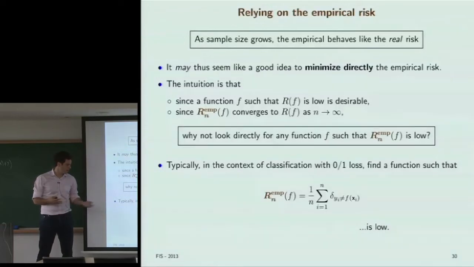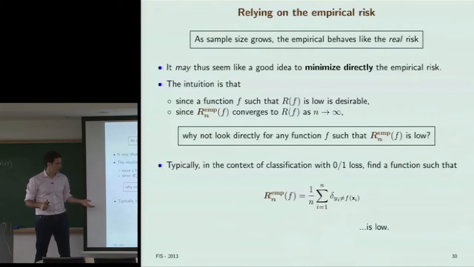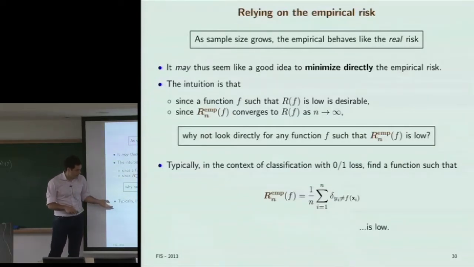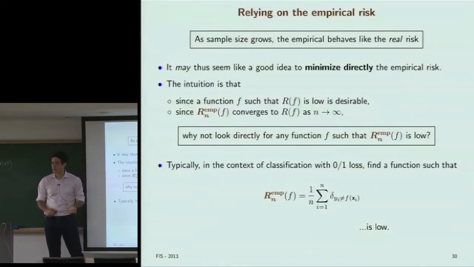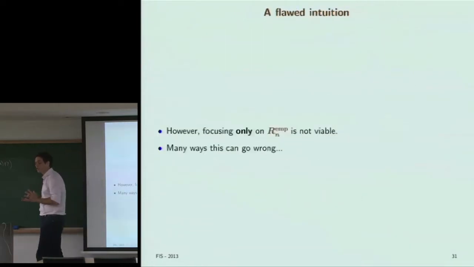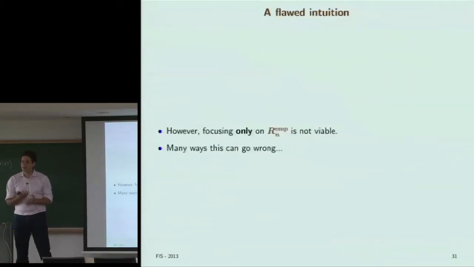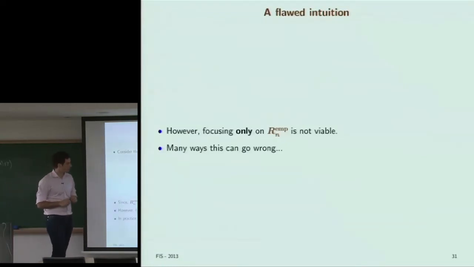So if you're using classification with a 0-1 loss, you would say, let's find a function f which has very low empirical loss. Okay? However, this intuition is flawed. There are a few problems that can arise from this intuition, and many things can go wrong. And let me just give you one very simple example.